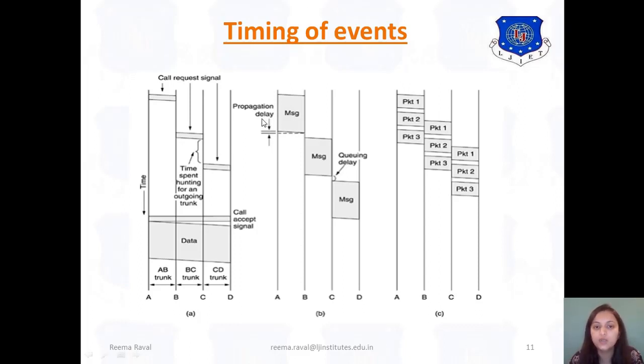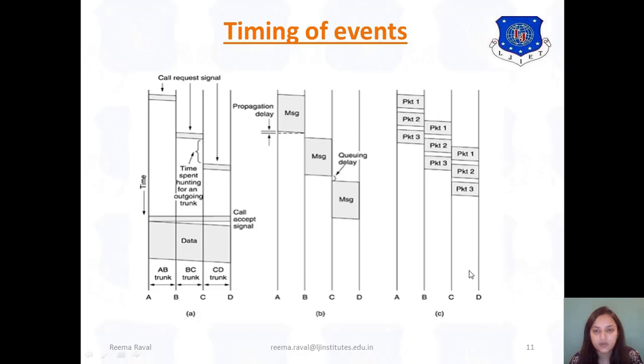Now in message switching, there are two types of delays. The first one is propagation delay and the second one is queuing delay. What propagation delay is: whenever a transmitter sends a message, it is not necessary that the receiver receives the message at the same time. There will be some time delay, so the time instant may be different between transmitter and receiver. This is the propagation delay. Another is queuing delay. That means whenever many messages travel in a queue, there will be a delay, which is called queuing delay. So these are the two main delays in message switching.